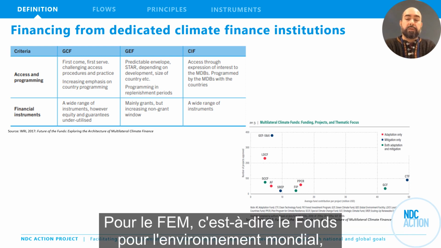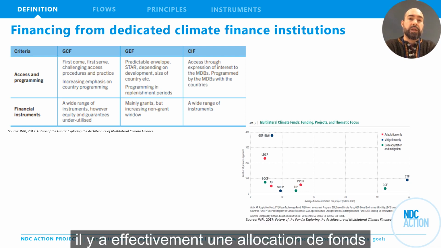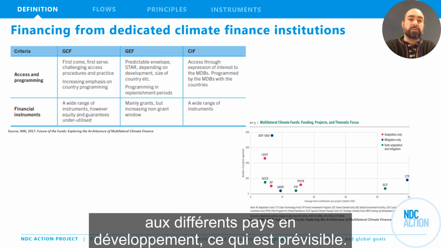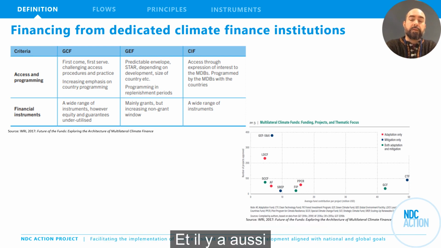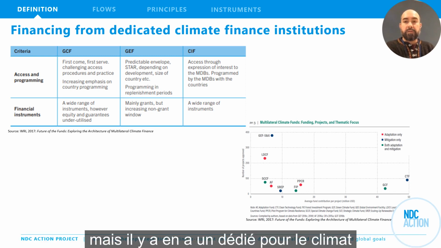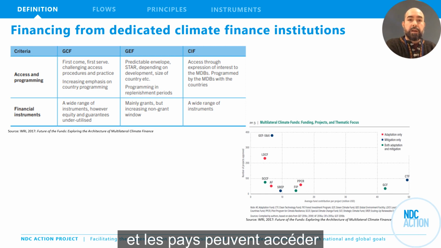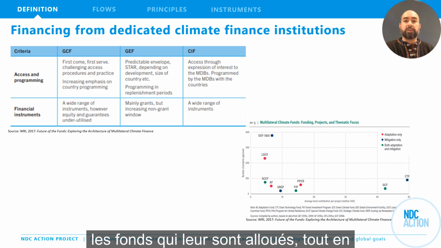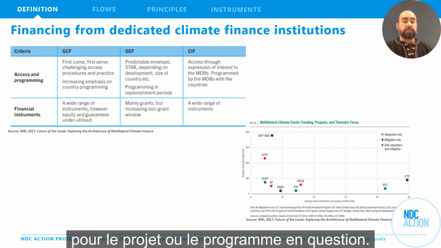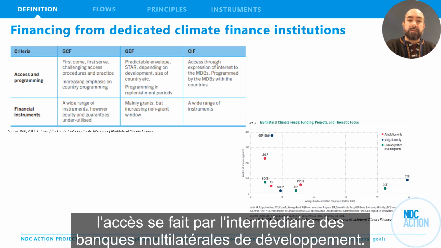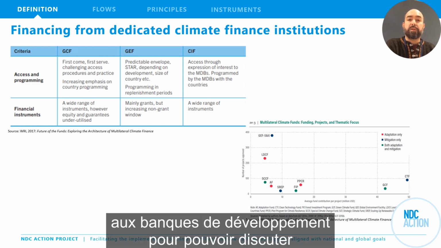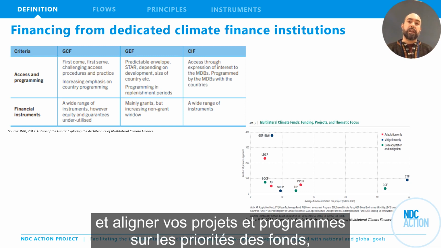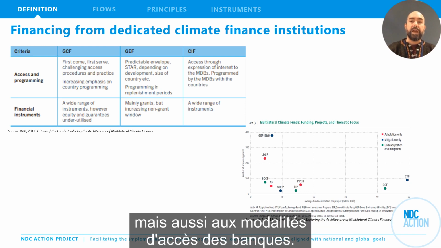For the GEF, the Global Environment Facility, there's actually an allocation of funds to the different developing countries, which is predictable. And there are also allocations for different environmental purposes, but there is one dedicated to climate. Countries can access the funds that are allocated to them, but still need to provide a proposal for the specific project or program. Then for the climate investment funds, the access happens through the multilateral development banks. So reaching out to the development banks is important here to be able to discuss and align your projects and programs to the priorities of the funds, but also to the access modalities of the banks.